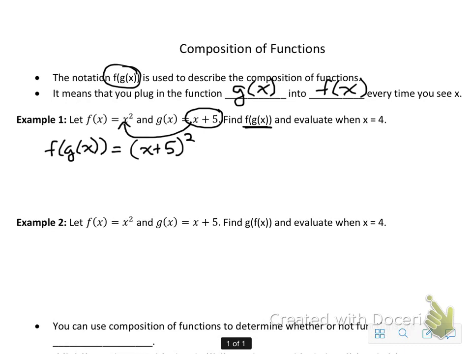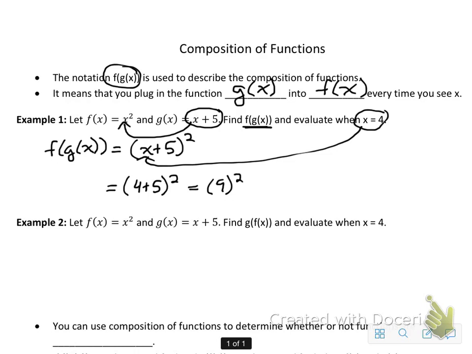So we get x plus 5, and then you square it because of the f of x. Then it asks us to evaluate when x equals 4. So we found f of g of x, but now we need to find it when x equals 4. So we take that x equals 4 and plug it in for x. So we get 4 plus 5 squared. Well, 4 plus 5 is 9. So you have 9 squared, and that's 81. And that's your answer.